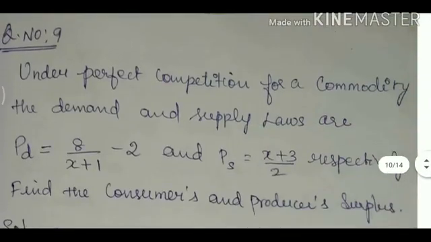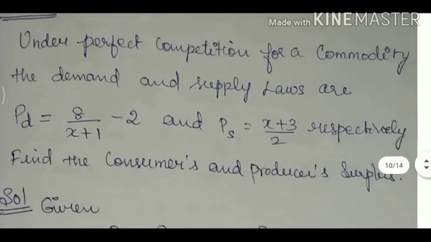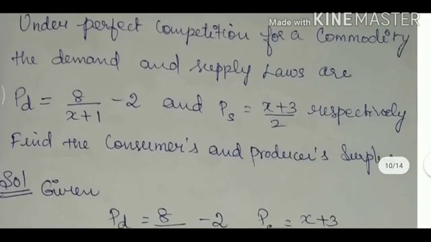Now we are going to see question number 9. Under perfect competition for a commodity, the demand and supply laws are: P of D, that is the demand function, equal to 8 by x plus 1 minus 2, and the supply function equal to x plus 3 by 2 respectively.